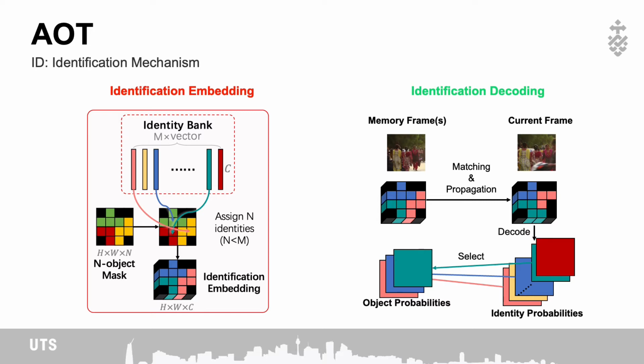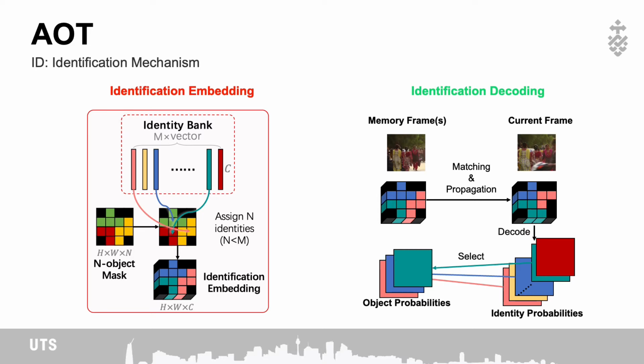For the multi-object scenario, we first transfer the multi-object mask into an identification embedding by assigning identities to each object. Obviously, the identification embedding contains the mask information of all the targets. We build a large identity bank to store all the identities. Each identity is a vector.